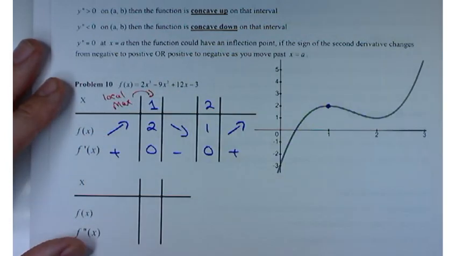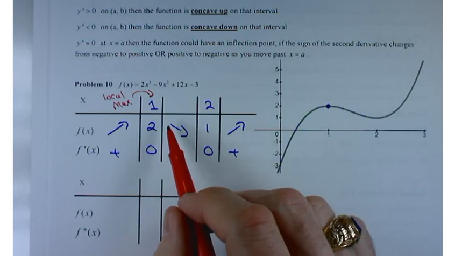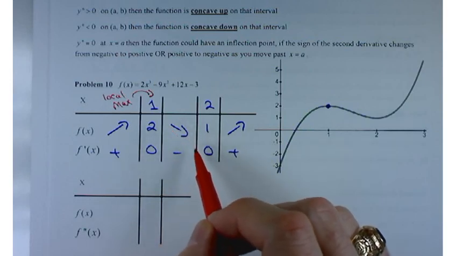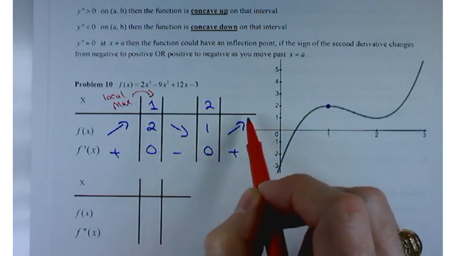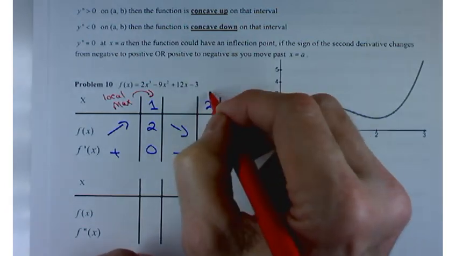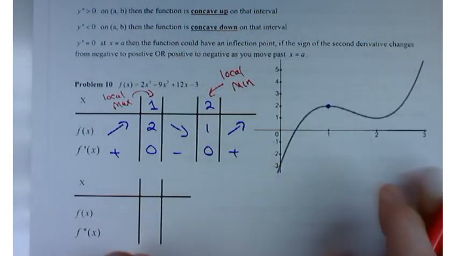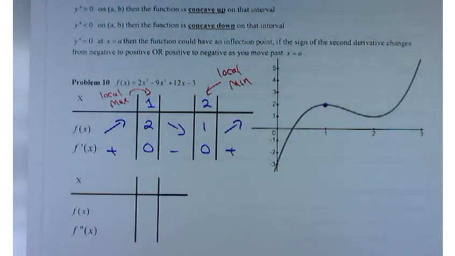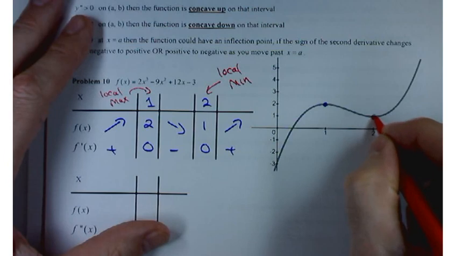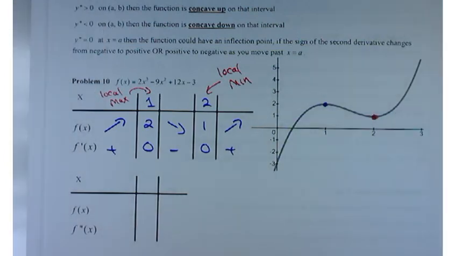How about over here? The function is decreasing, then it turns around and starts increasing. So what's going to happen here? Local min. And you can see that on the graph. You can see that on your graphing calculator. You've got a local minimum here. Wow. That's kind of cool.